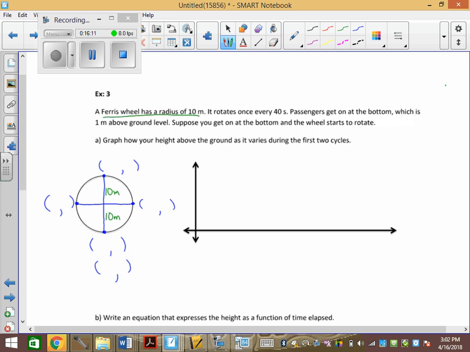So it says it rotates every 40 seconds. That's the period of it, right? That's how long it takes to do one full revolution. So we know that X is time and Y is height. That's how it always works, right? So at 0 seconds, we're at the bottom of this Ferris wheel. And then again at 40 seconds, we're at the bottom of this Ferris wheel, correct? Because it takes 40 seconds to rotate. We agree?